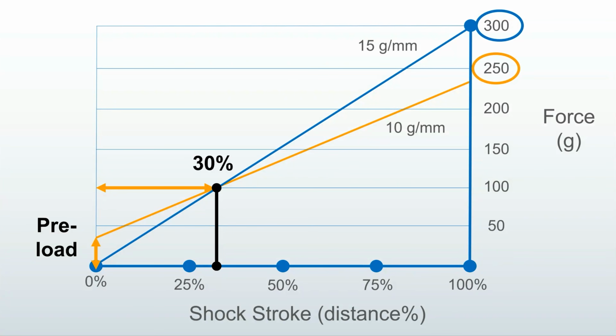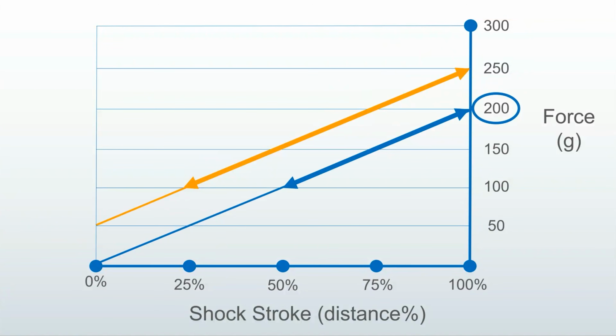When you've done that, look what happens to the bottom out force. Originally, it took 300 grams to compress the suspension all the way. Now it only takes, let's say, 240 grams to reach bottom out. And notice that you still have the same ride height and the same amount of shock stroke to absorb the bumps, 30 to 100%. Remember this chart?